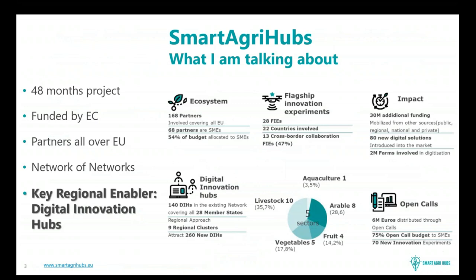Therefore, what is Smart Agri Hubs about? It's a project with 168 partners. What we want to facilitate, to support, is digital innovation in the agri-food sector, meaning we want to facilitate the setup of digital innovation hubs, of competence centers. How can we provide regional topical support in those areas? I don't go on all the characteristics of the project, but in Smart Agri Hubs we have 28 innovation experiments, as we are calling them, to learn how to do good, what are the challenges in digital innovation. And at the same time, we're organizing now several open calls in enabling this. In this perspective, we think the digital innovation hubs are playing a key role.